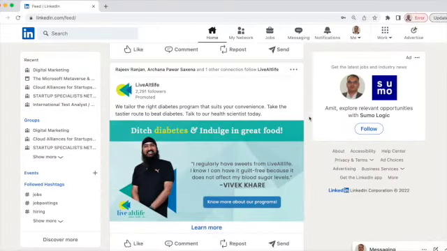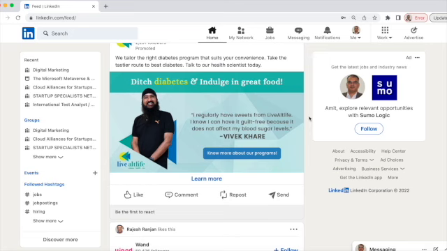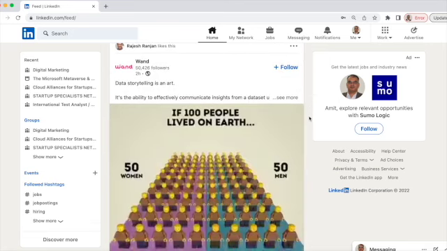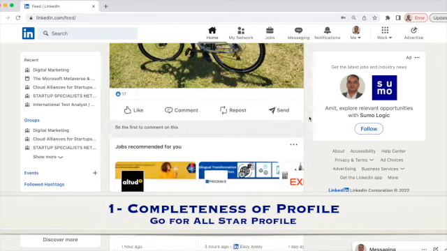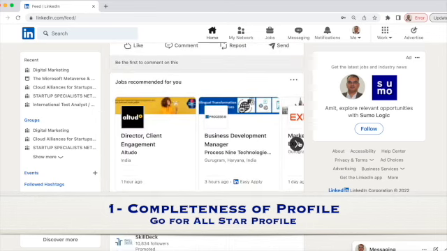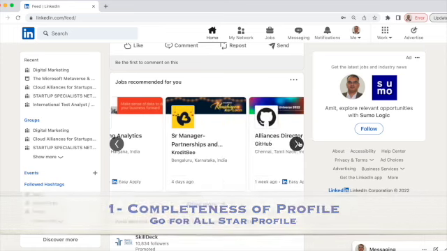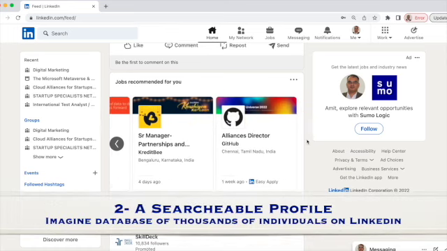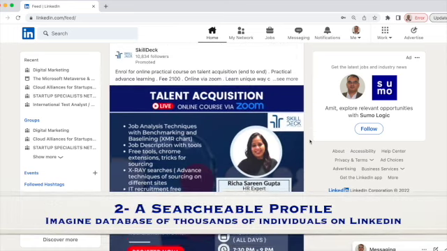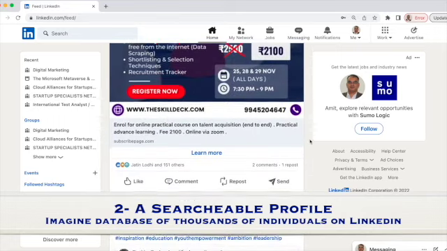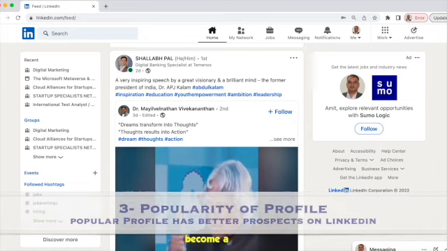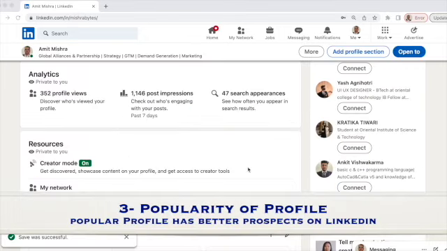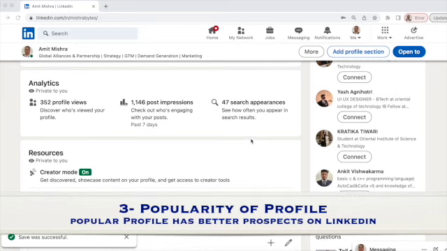I am going to talk about three important aspects of profile activity on LinkedIn. One is that it should be a complete profile on LinkedIn. It has a term called all-star profile. Second is it should be a searchable profile. The recruiter, the people interested in your job or the kind of work that you do, should be able to search for you. Third is how popular your profile is. Unless we solve these three major building blocks, you can't say that it's an awesome profile on LinkedIn.